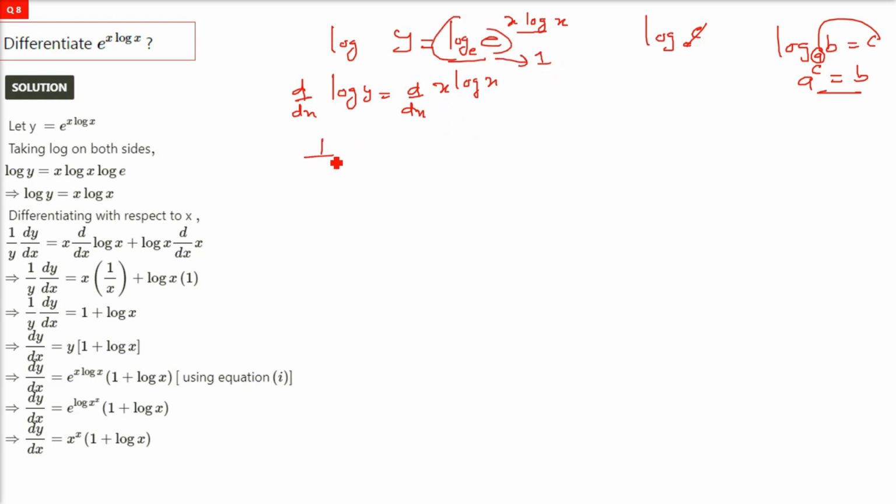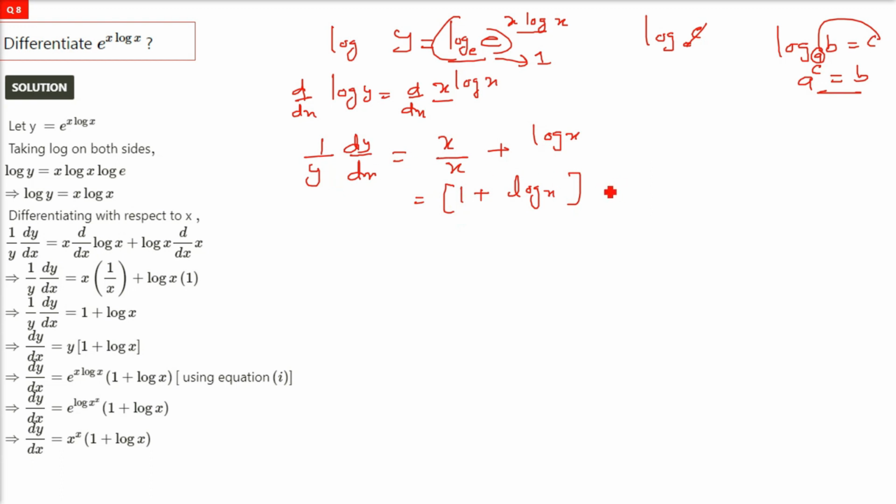Now let us differentiate now. Log y is 1 by y dy by dx. This is x we are taking, log x is 1 by x plus log x we are taking here, and then differentiation of x is 1. So this is going to be 1 plus log x.